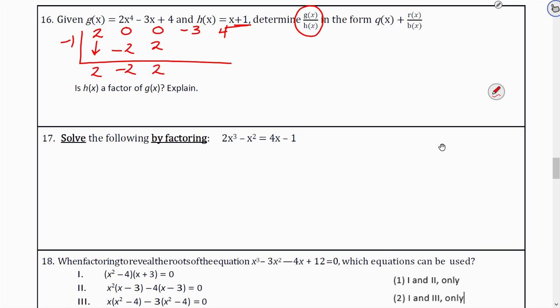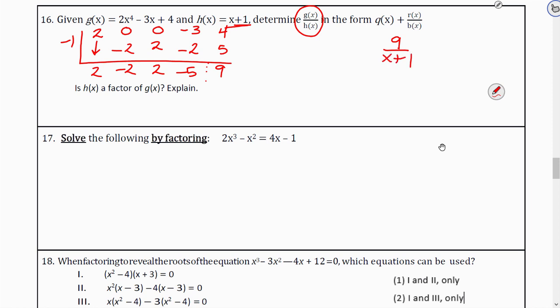-1 times -2 is -2. Plus -2 is -5. And -1 times -5 is +5. And 4 plus 5 is 9. So this last number here is the remainder. And so that remainder is 9 over what I divided by, x plus 1.